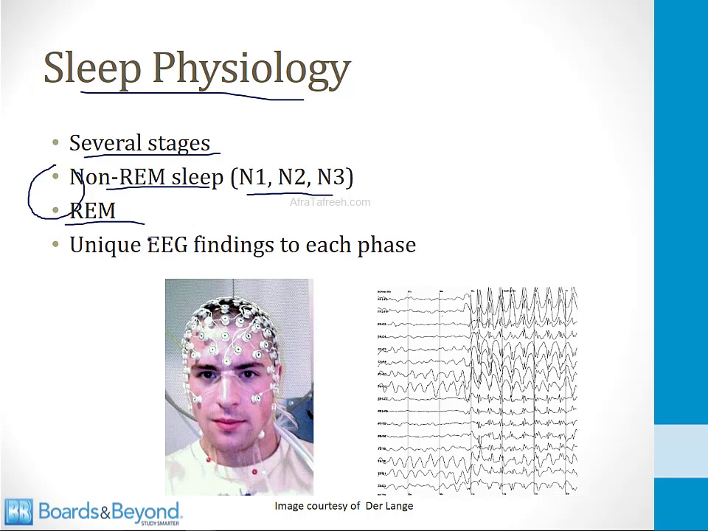Each stage of sleep has unique EEG findings if you have a person sleep while they're being monitored by EEG. So by way of review, an EEG is an electroencephalogram. This is a patient hooked up to an EEG machine. And when you are hooked up to this, you can record the brainwave activity as is shown over here. That's called an EEG. So if you do this to someone and then you have them sleep, you can record the unique EEG findings that occur during each of the phases of sleep.